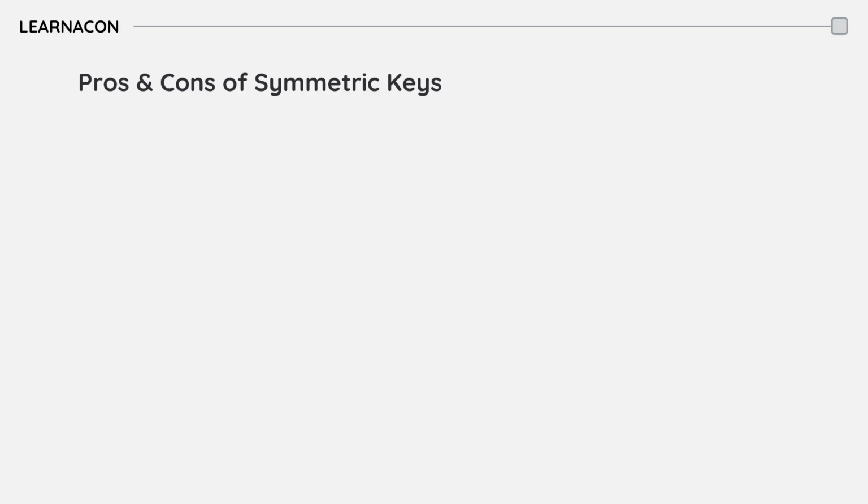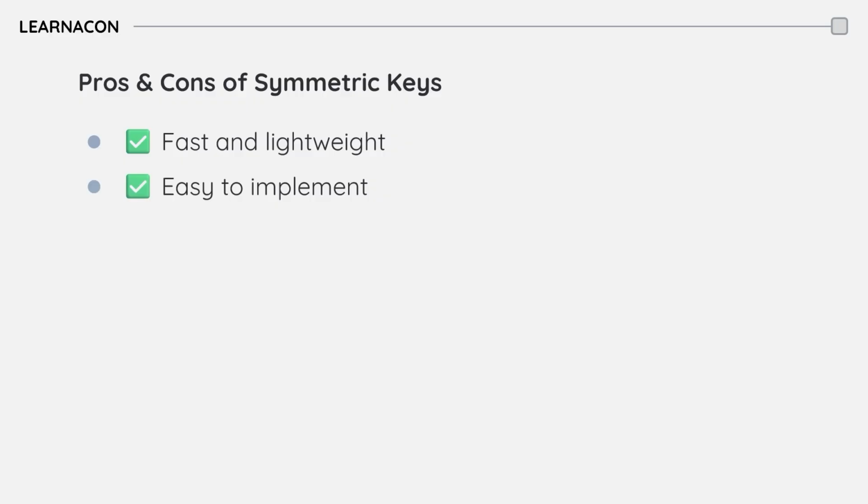Now let's weigh the pros and cons of symmetric keys. They are fast and lightweight, great for devices with limited power and memory. They are also easy to implement, which is why they are so popular in IoT. But there's a catch. The key must be kept secret. If someone steals it, they can impersonate the device.